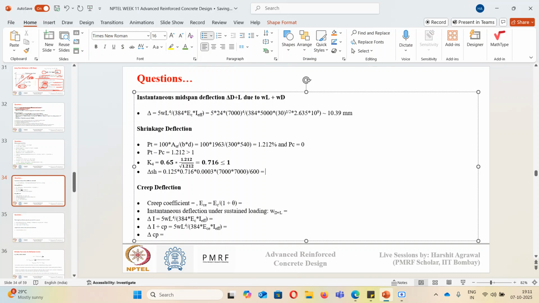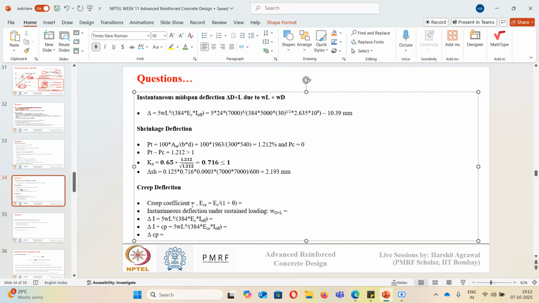So upon doing this calculation, you will get delta SH equal to 2.193 mm. This is how we calculate the shrinkage deflection: first calculating the difference between the tension and compression reinforcement, then calculating the K4 factor. K3 factor we will know from the load and support condition. We have a simply supported beam, so I have taken 0.125 as the factor, and then we calculate delta SH.